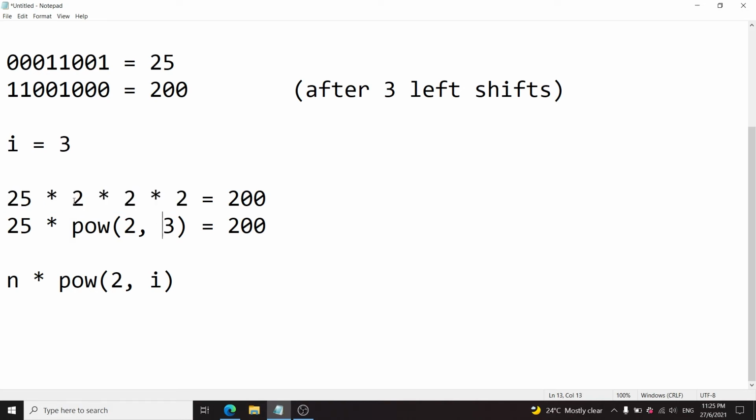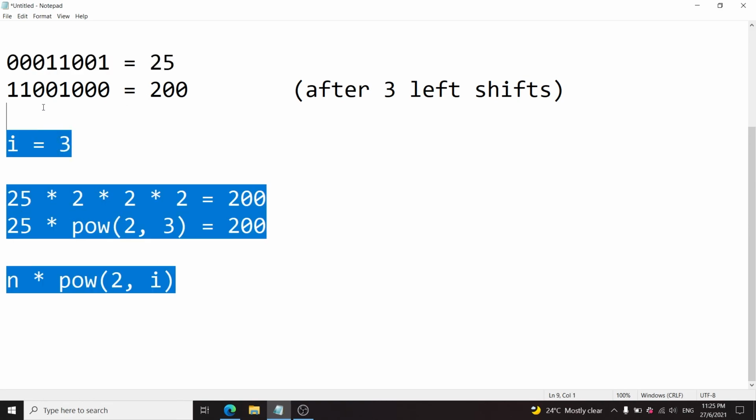So this is the same thing as saying 25 times 2 to the power of 3, which is 200, meaning that for any number, we can call that number n, the formula is going to be as follows: n times 2 to the power of i, and i here can be anything. It's basically the number of left shifts that we perform on the original number. So that's the formula for left shifts.